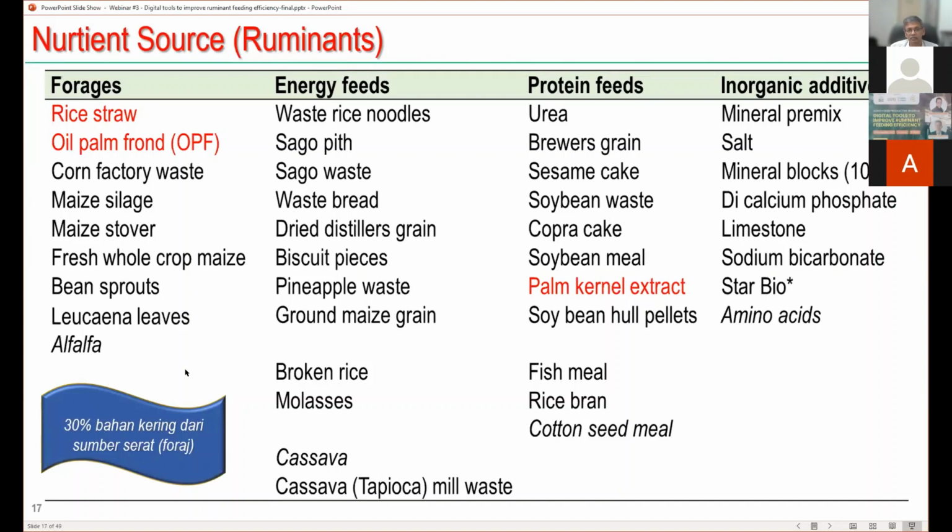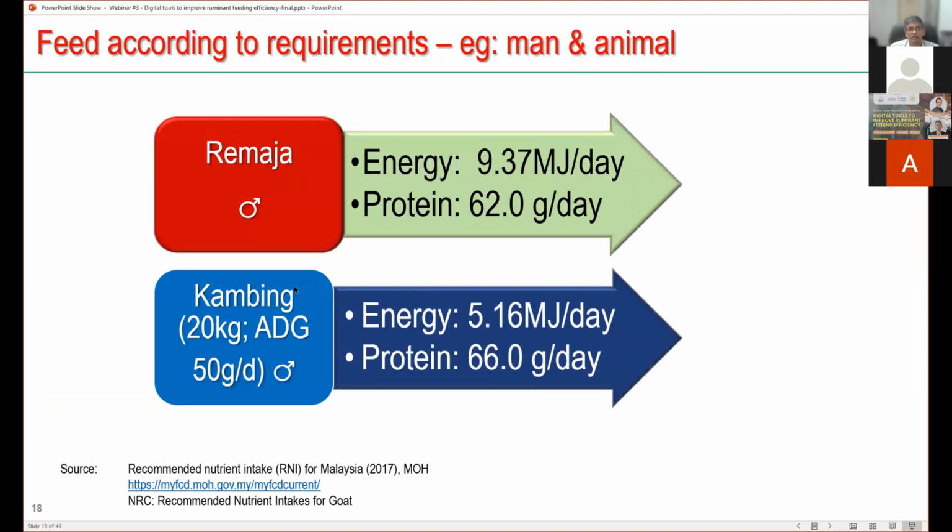The only problem with ruminant is dia kena at least 30% dia kena datang dari forage. This is the biggest problem. So we must have forage ataupun rumput mana-mana dalam makanan ruminant. So this is the basic minimal requirement. So kalau kita lihat, we must feed, for example, remaja about 19-20 years, this amount of energy, and kambing this amount of energy.